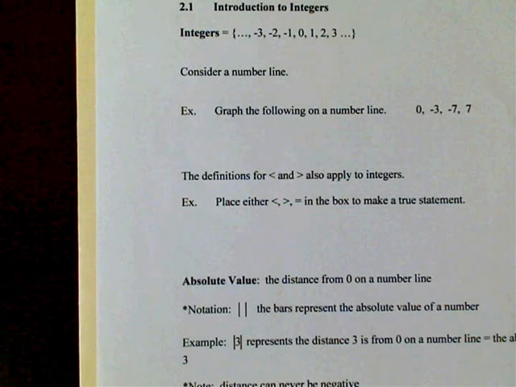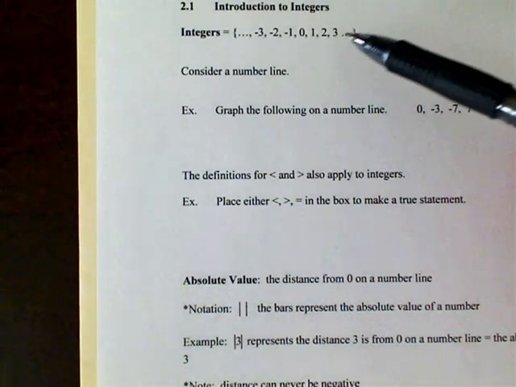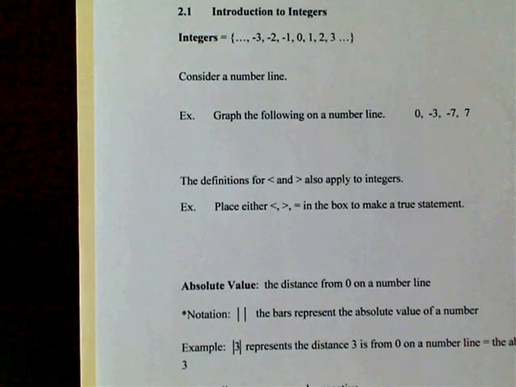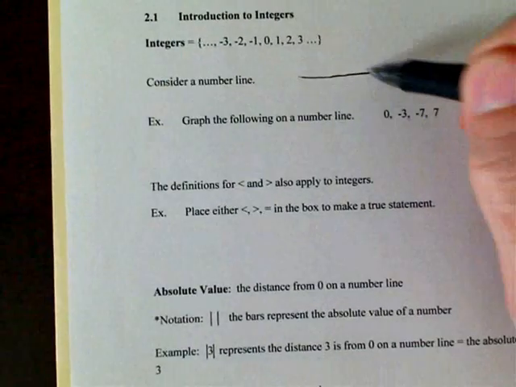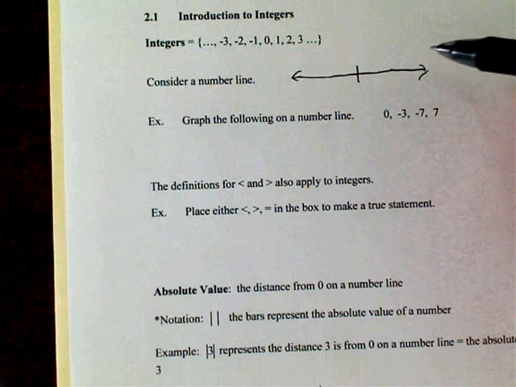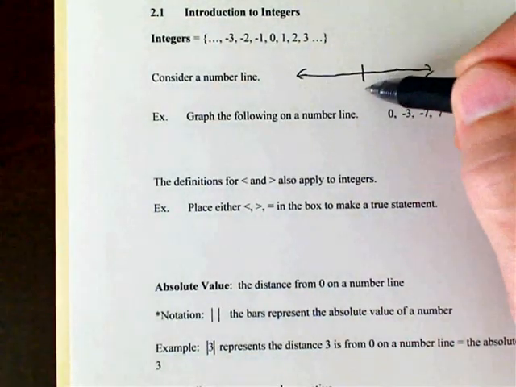Introduction to integers. Integers consist of positive natural numbers, negative natural numbers, and the number 0. So what we're going to use a number line to demonstrate integers. You can also think of a thermometer if you want to. Sometimes your own financial situation can help you understand integers.